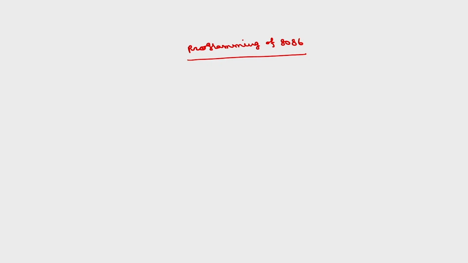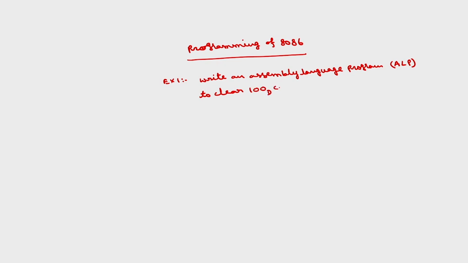Let us take the first program: write an assembly language program. This is the language that will be used for 8086, and for any microprocessor. It is called ALP, assembly language program, to clear 100, of course decimal, consecutive memory locations.